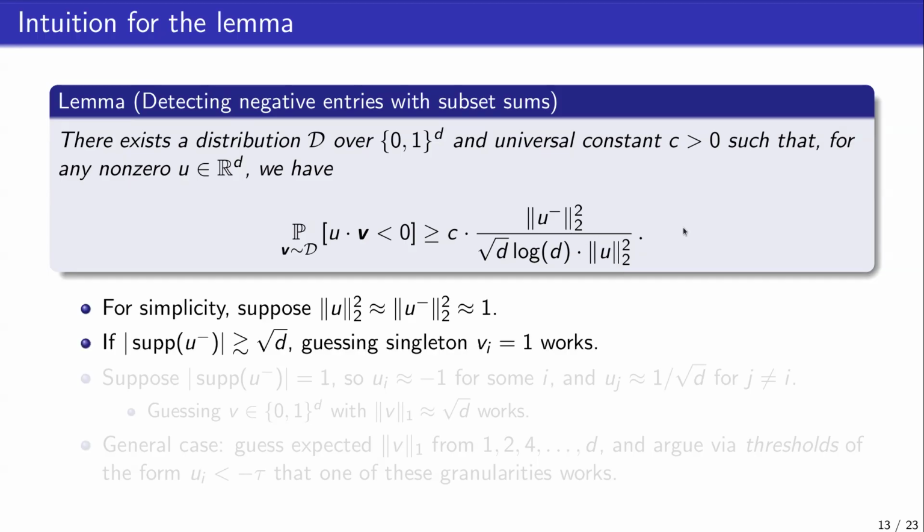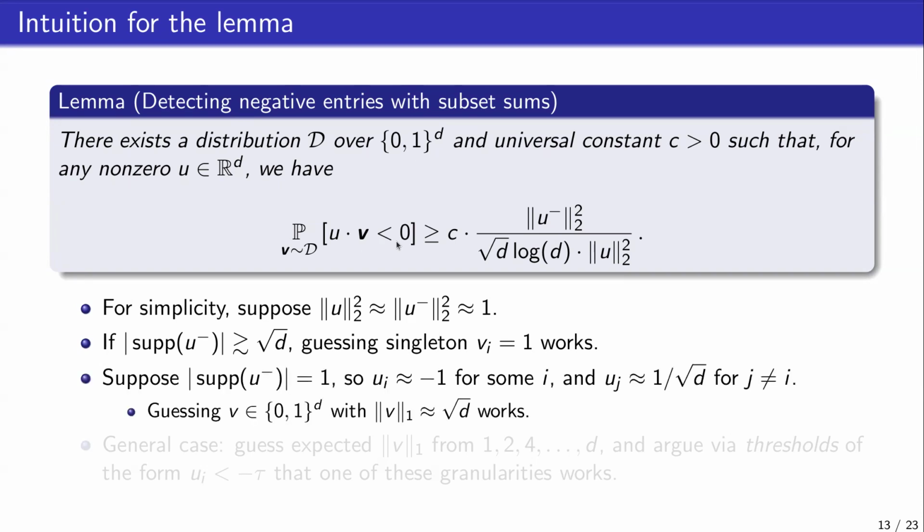Now our task is to detect that U has some negative entries. And I'm going to break it down into two very extreme cases, just again for intuition's sake. In the first case, suppose that I have more than square root d entries that are negative, that are in the support of the negative part of U. Well, in that case, I'm kind of done, because if I guess my vector v to be a singleton that only picks a random vi to be 1, then with probability at least 1 over square root d, I'm gonna pick a negative entry, and then this inner product is gonna be negative. So I'm done. That distribution works.